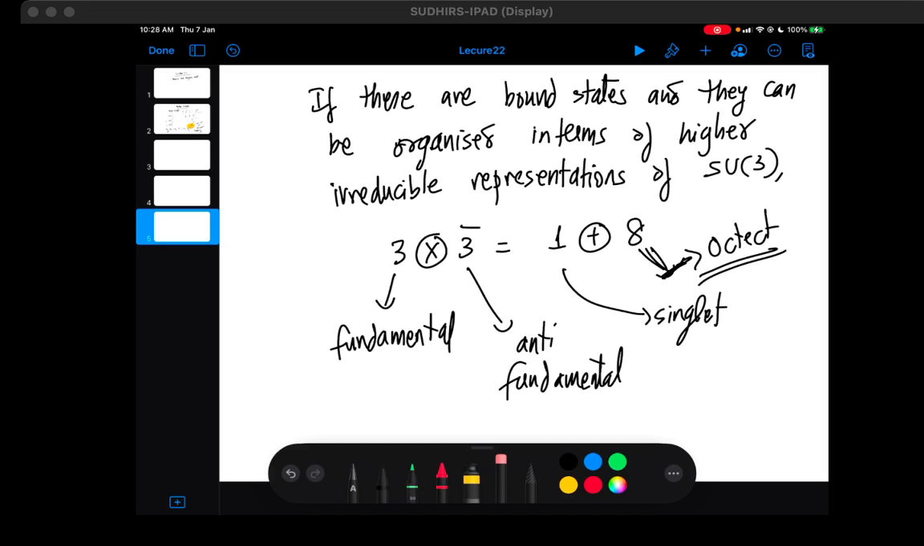Now, if something is in a representation of 3 and 3 bar, the bound state of 3 and 3 bar could lead to an octet. So all these mesons which are organized in terms of an octet could be thought of as bound states of 3 and its anti-fundamental, 3 bar. This gave the first hint that you can organize these bound states into some triplets.